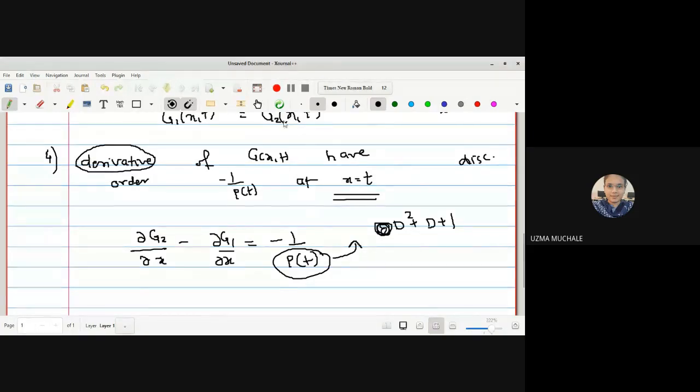Here you saw that g of x,t is continuous means what? g1 and g2 are equal at x equal to t. But in this case, the derivative of g of x,t has a discontinuity of order minus 1 upon p of t. These assumptions are going to be used to solve any differential equation or any boundary value problem. So using these considerations, we are going to solve our equations.